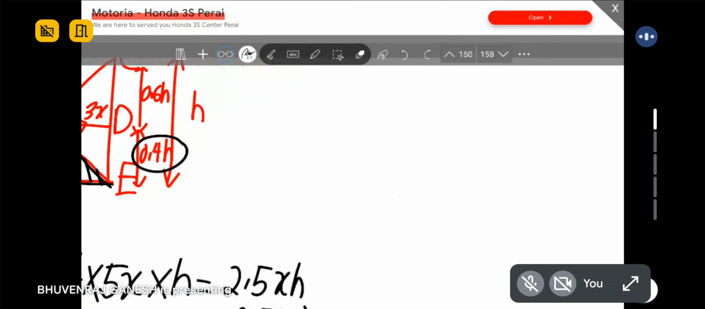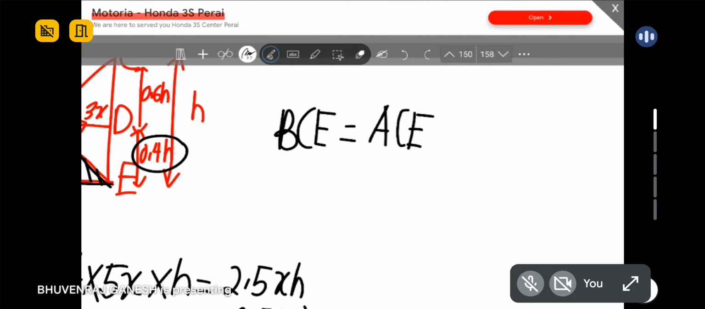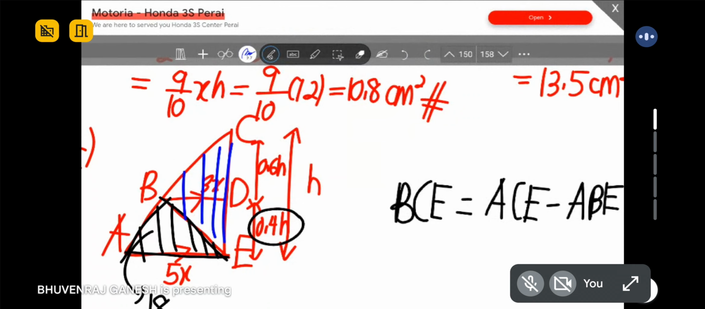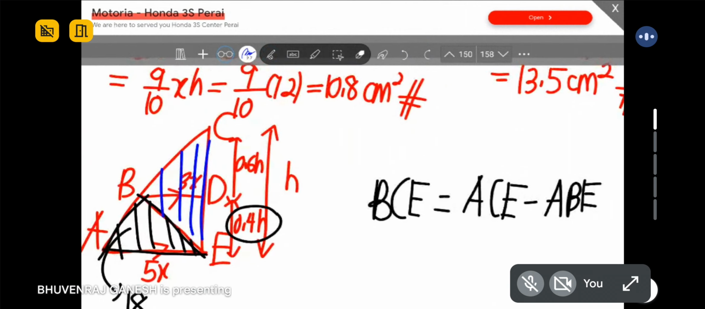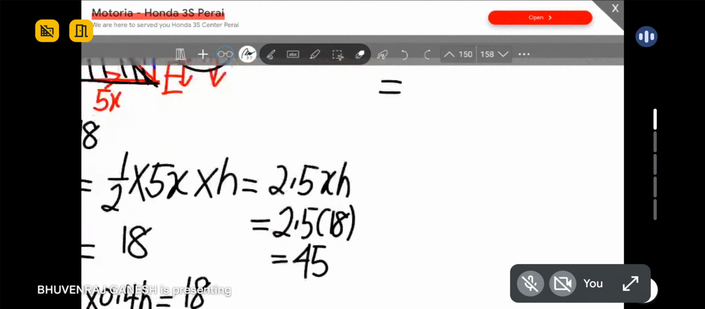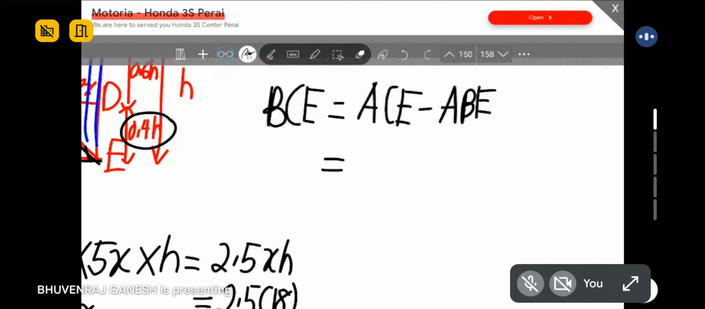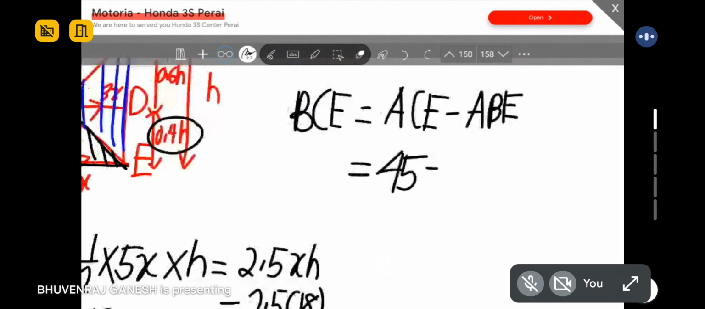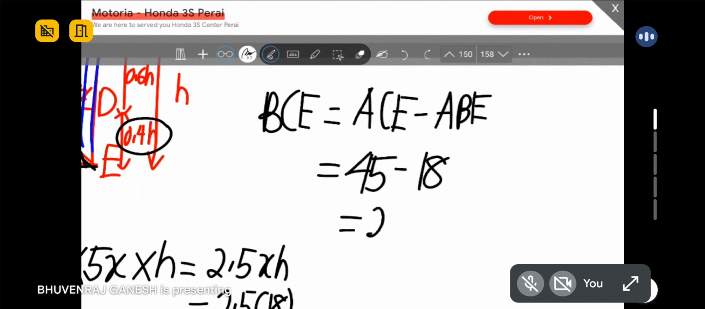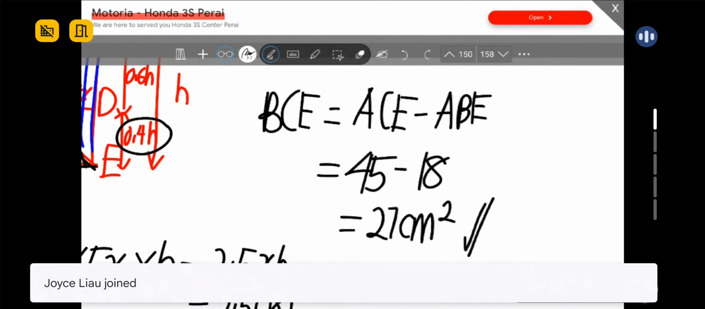Can you guys see the concept? BCE is equal to ACE minus ABE. You see the diagram, guys. This is BCE over here, blue color. So you take the total ACE minus the black color, which is ABE. So you can get the answer. ACE you found is 45, am I right? And ABE you already got is 18. So your final answer is 27 cm squared.